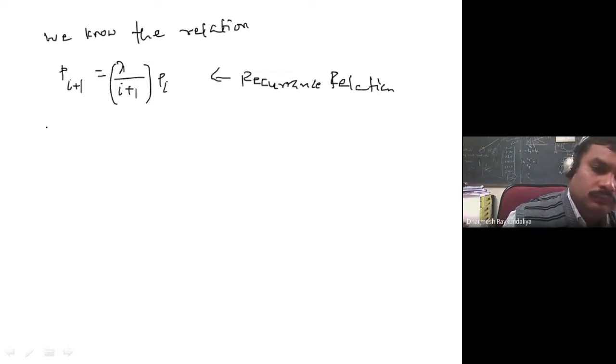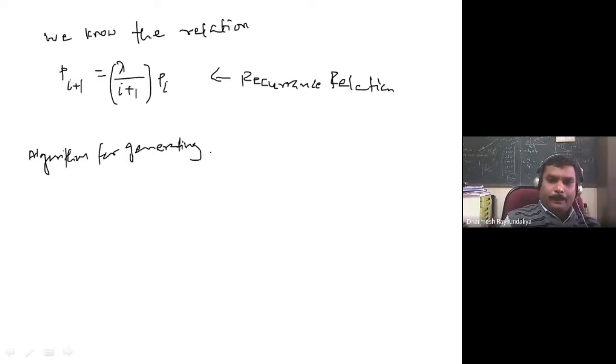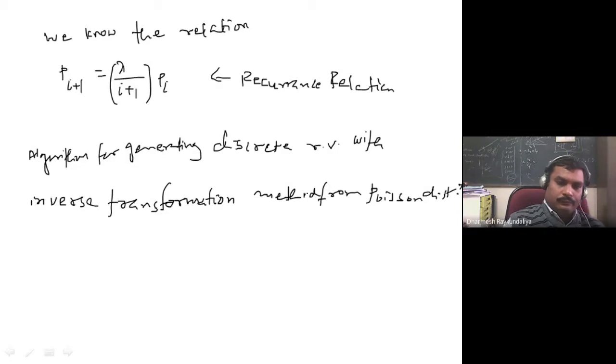So now we generate the algorithm for generating a discrete random variable with the inverse transformation method from a Poisson distribution. So what is step one?